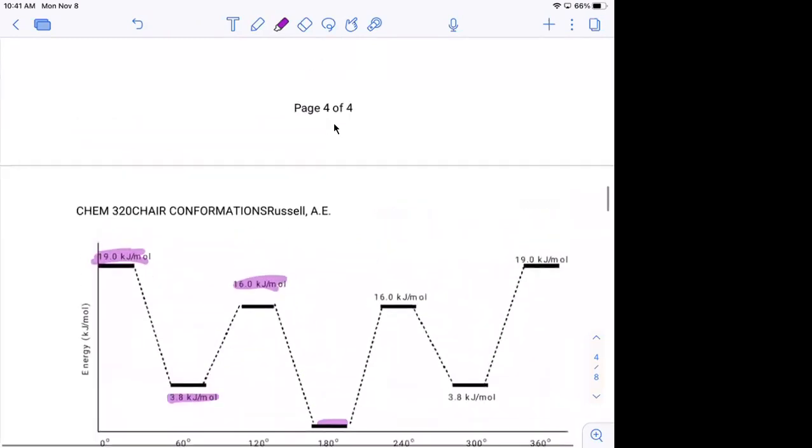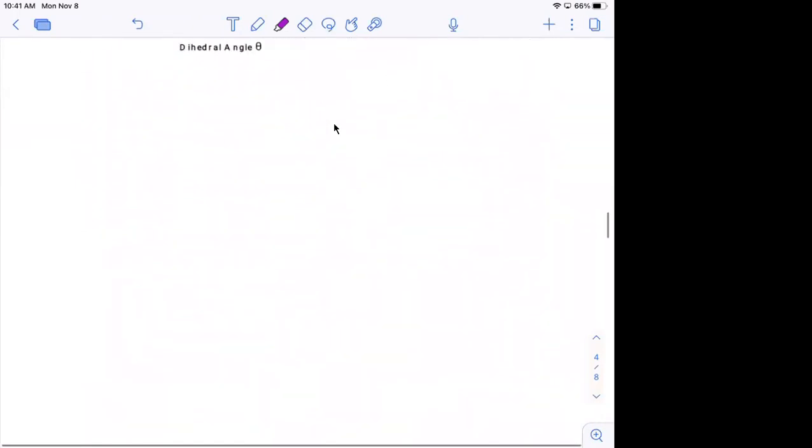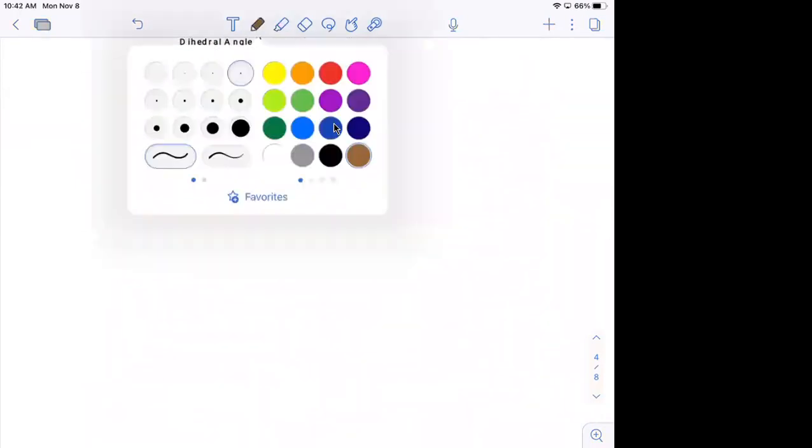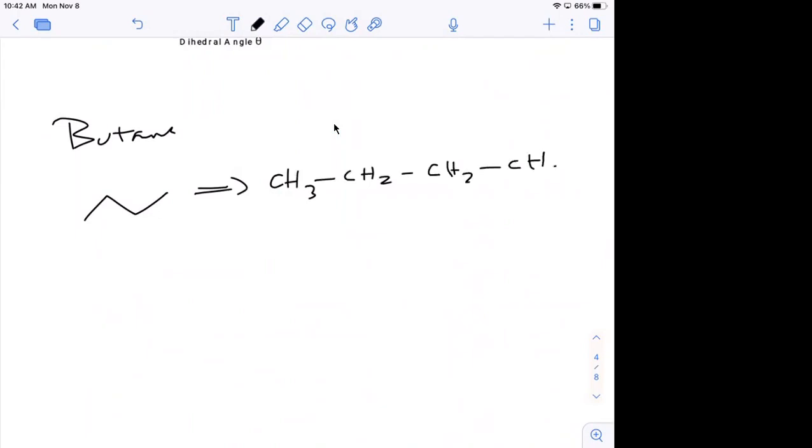So let's look at it. This is the potential energy surface for butane, which looks like this, right? It's a 4-carbon chain. If I want to write it out, it's CH3, CH2, and so on. Normally for butane, the Newman projection is shown between the 2 central carbons.